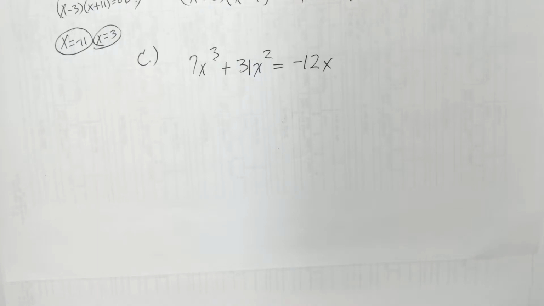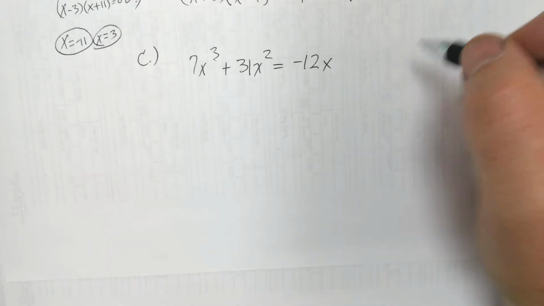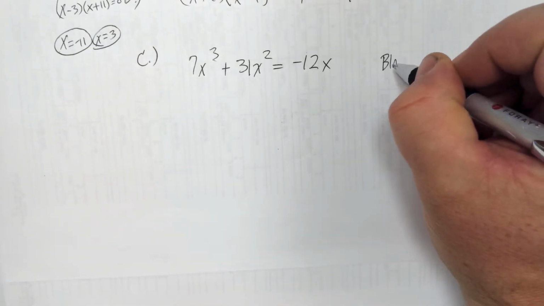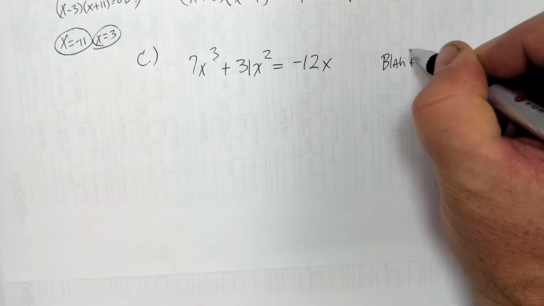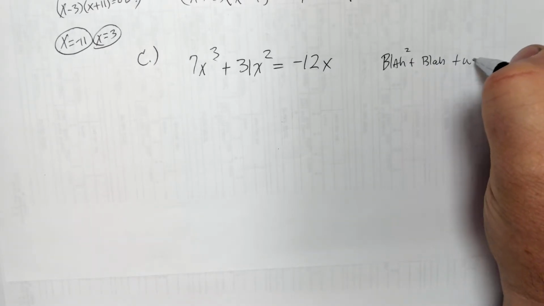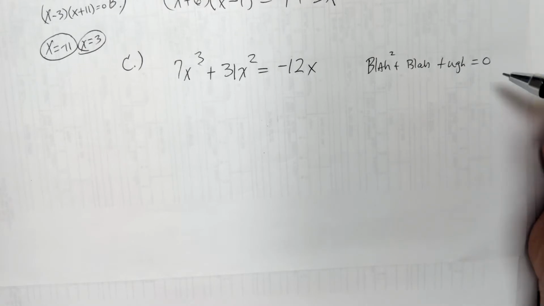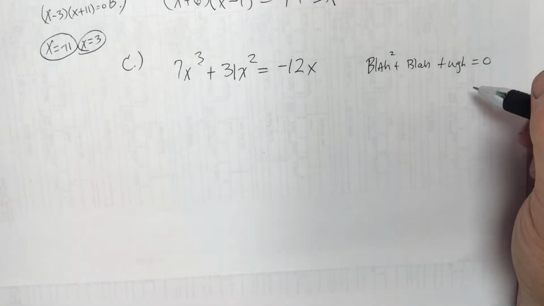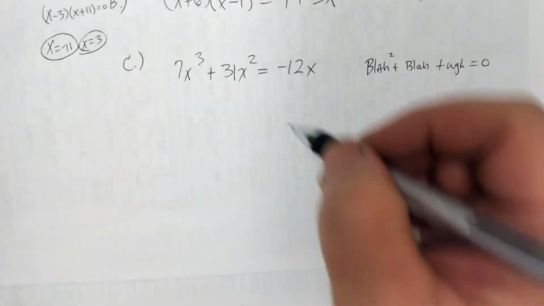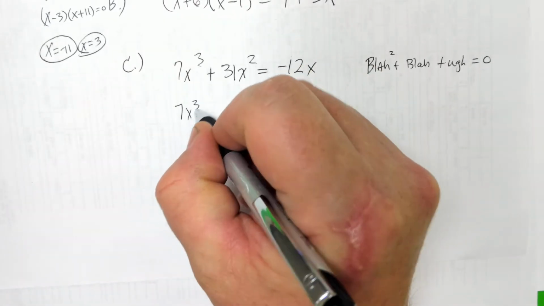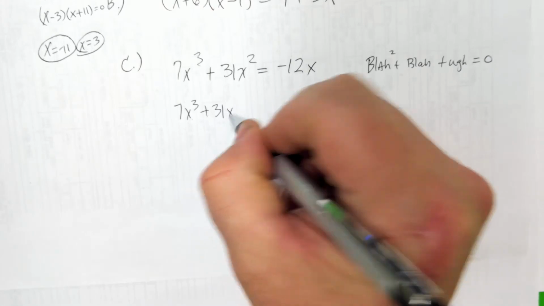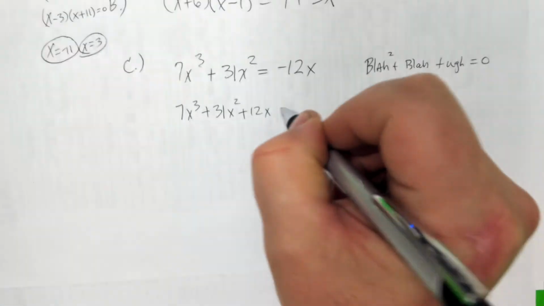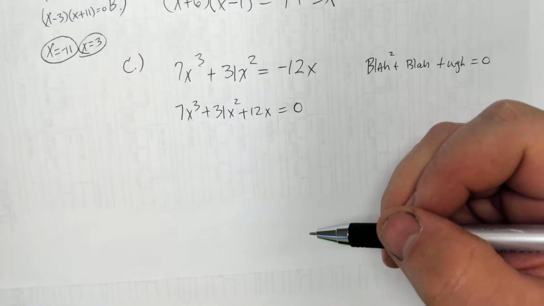Now, same deal as before. That's got to be equal to 0 before I can do anything. It doesn't do me any good to factor or try anything until I get it equal to 0. So I need some ugly thing, blah squared plus blah plus blah, equal to 0 before I can factor it. So I need to change this to equal to 0. So all I got to do is plus 12, right? Is that good?